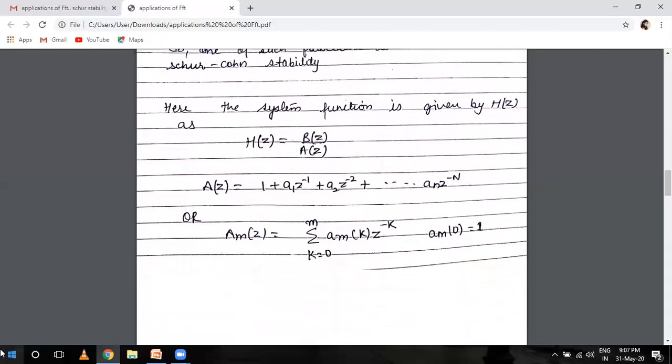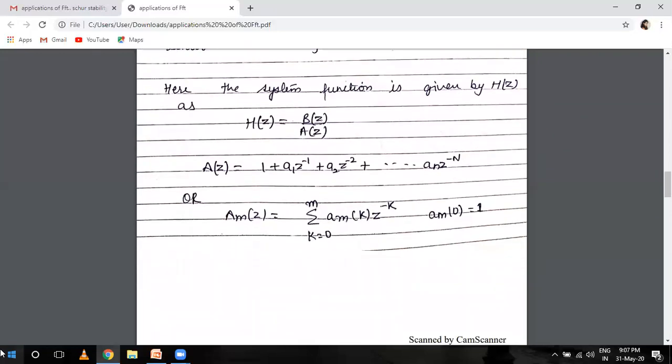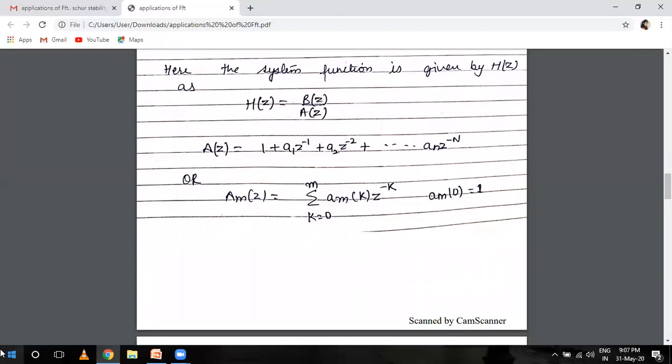A(z) is my polynomial, which is equal to 1 plus a1 z inverse plus a2 z to the power minus 2, up to a_n z to the power minus n, or A_m(z) is equal to the summation of a_m(k) z to the power minus k, k from 0 to m, where the first coefficient a_m(0) is always 1.